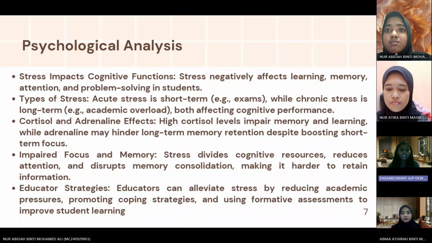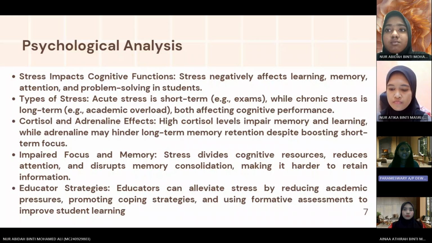Impact on memory, hippocampal functioning. High cortisol level disrupt memory formation. Impact recall and retention. Stress affects both short and long-term memory. Sleep disruptions. Stress-related sleep issues injure memory consolidation.